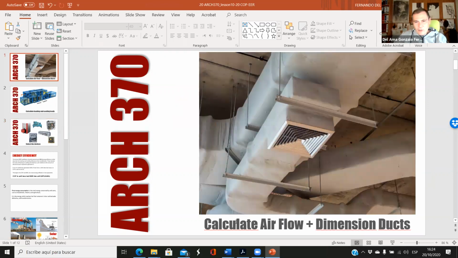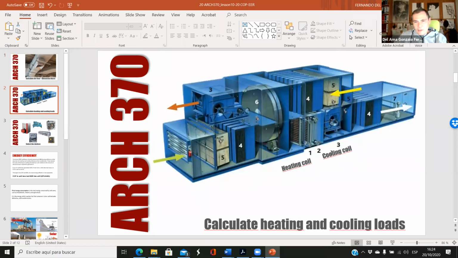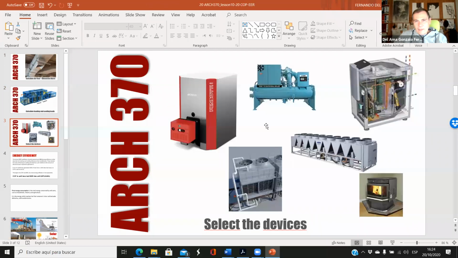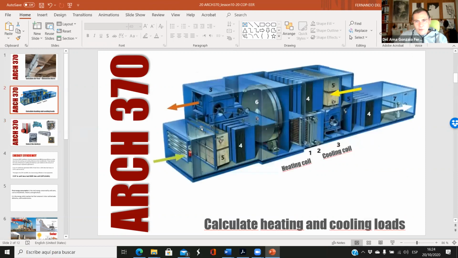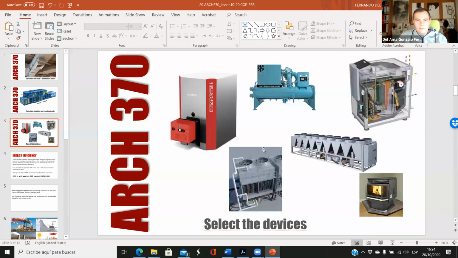So, we have calculated the airflow and we have dimensioned the ducts. We have calculated the heating coil and the cooling coil, the heating loads and cooling loads. And finally, we have selected the devices, the energy producers, and then we have connected these energy producers to the air handling unit. So this is what we have done with the schematic drawings, and we have done this with a Revit file. But now we have to speak about the energy efficiency, or the efficiency, of those elements.